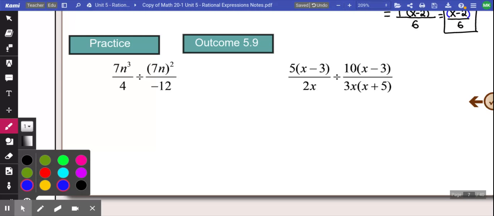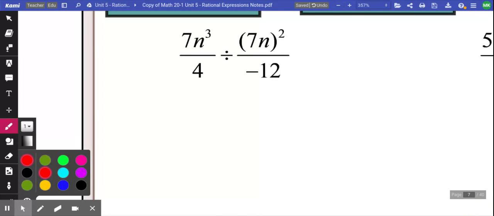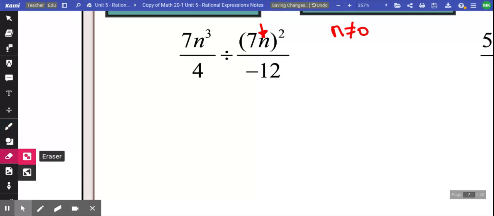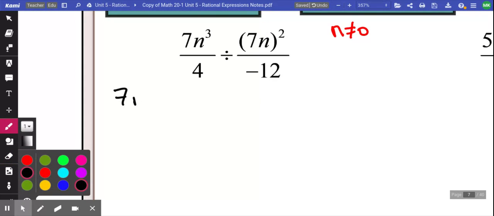Looking at this guy. I'm going to rip through these pretty quick here. My NPVs would be n cannot equal 0 because of this spot right here. Cool. Now, we're kissing and we're flipping. So the 7n cubed divided by 4, don't touch it. Change it to multiplication, flip the second fraction. Again, that squared is going to come in to become 49n squared.